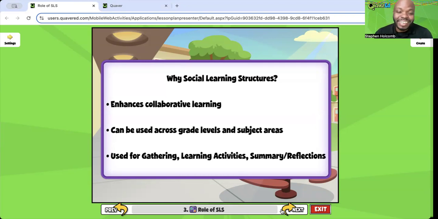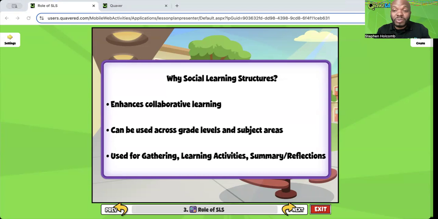And then lastly, these social learning structures can be used for three different things. Number one, in gathering. So we want you to be able to use these structures for welcoming activities or even while explaining important parts of your lesson. This may ensure that all students feel included and know that their participation matters.